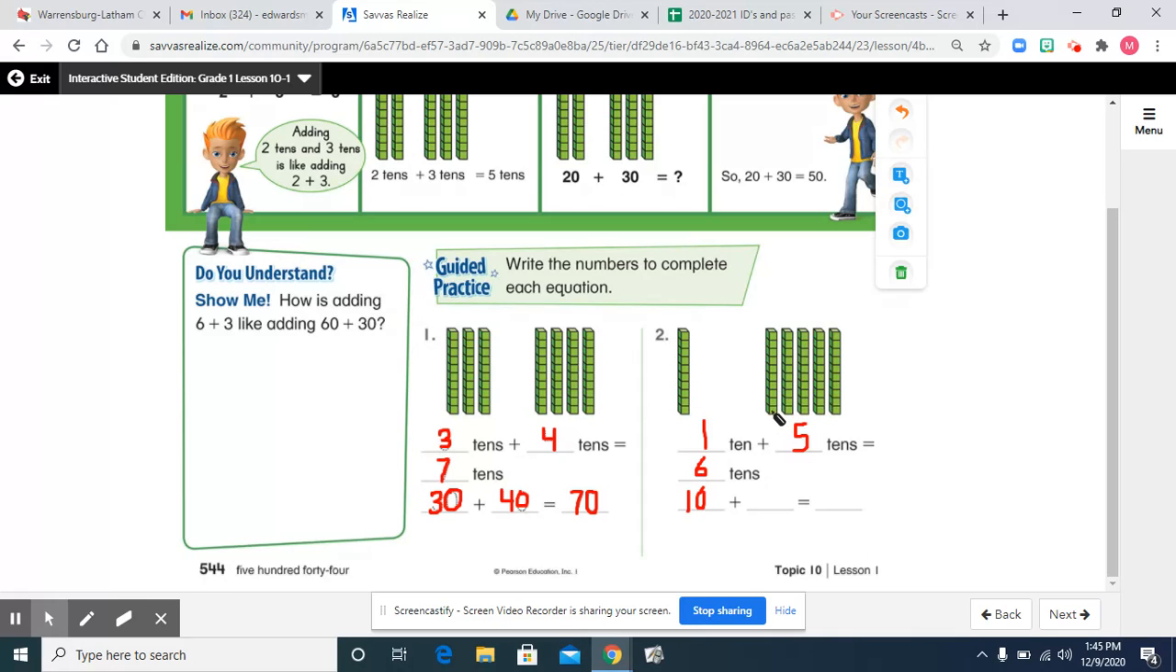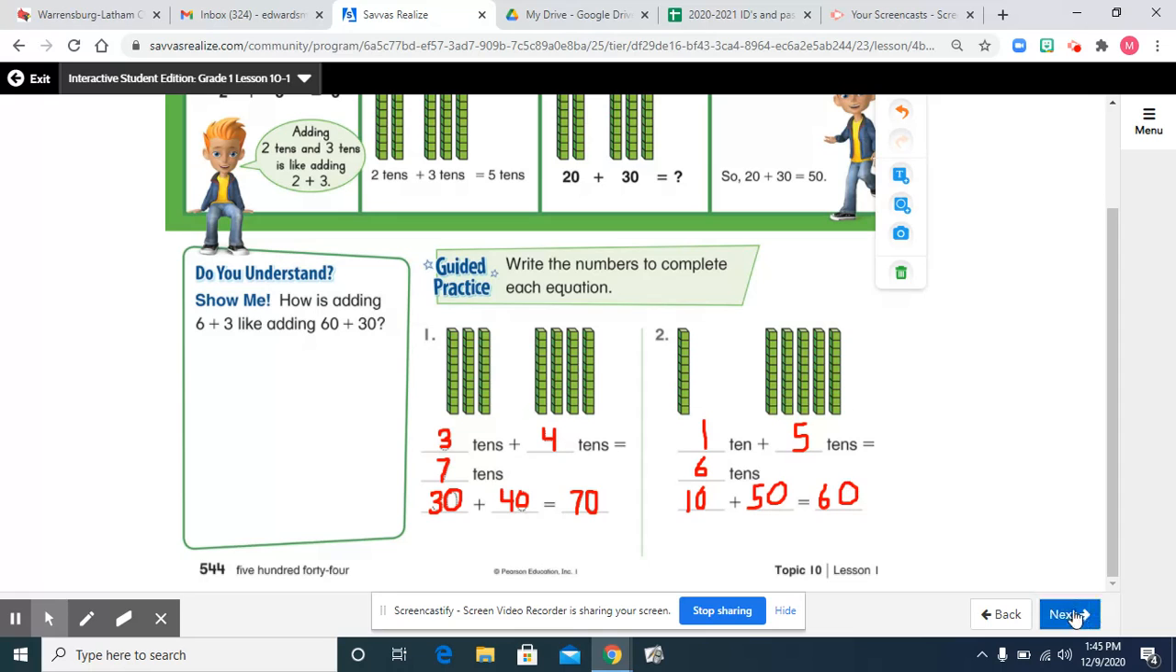Okay, now let's see how much 5 tens is worth. So let's count by tens. Ready? Go. 10, 20, 30, 40, 50. So 5 tens is actually worth 50. There are 50 cubes in 5 tens. Now we know what 1 plus 5 is. So there's a 1 and a 5. So 1 plus 5 is 6. And then all we have to do is add a 0, because 0 plus 0 equals 0. So 10 plus 50 equals 60.